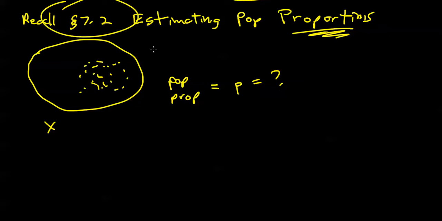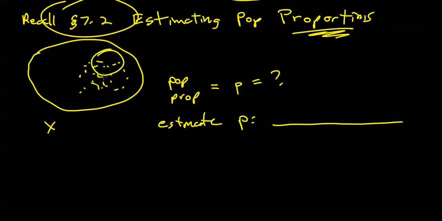Alright, so what we did in 7.2 to estimate little p, we created a confidence interval based on sample data. We took a sample, and from that sample we garnered a sample proportion which we titled p hat, and based on that sample data we could make an inference about the population data. More particularly, based on the sample proportion we can make an approximation of the population proportion.